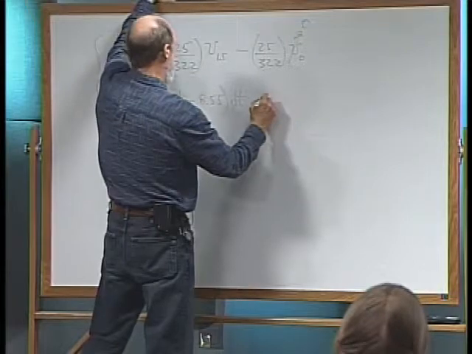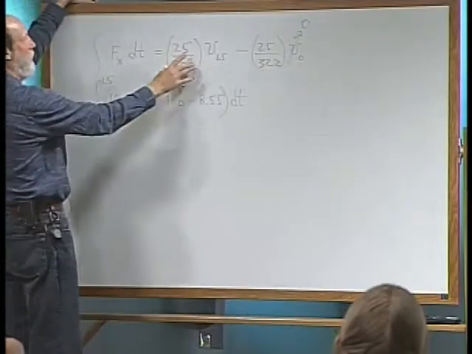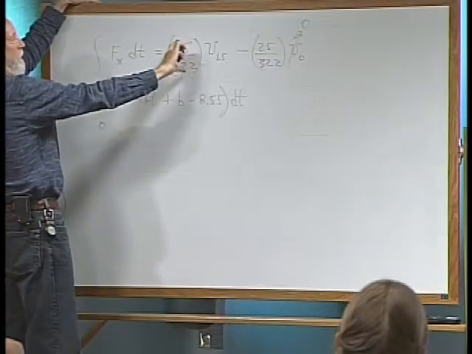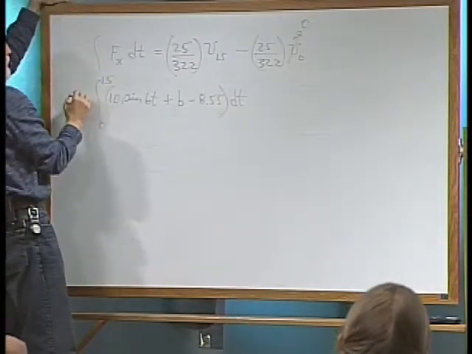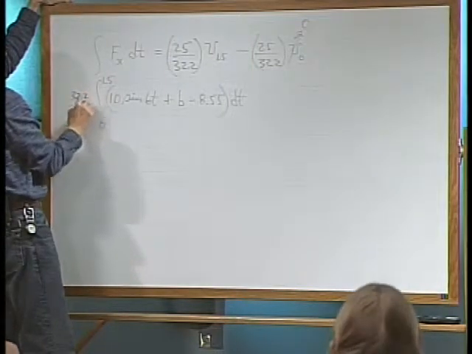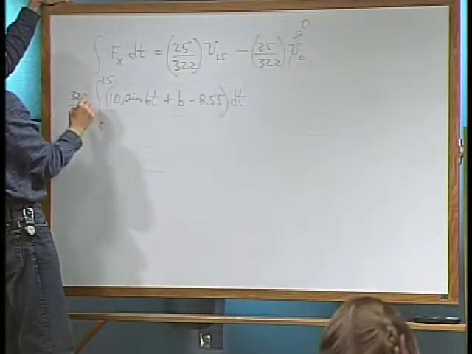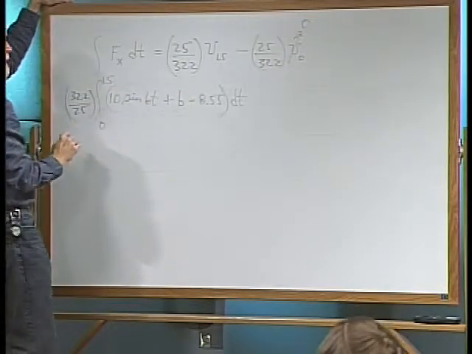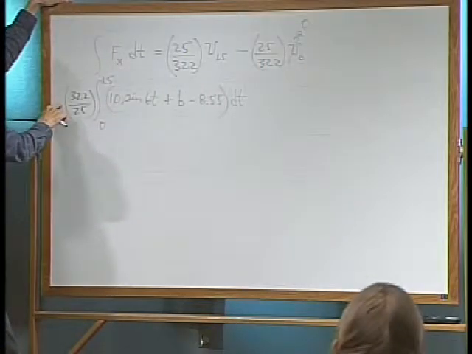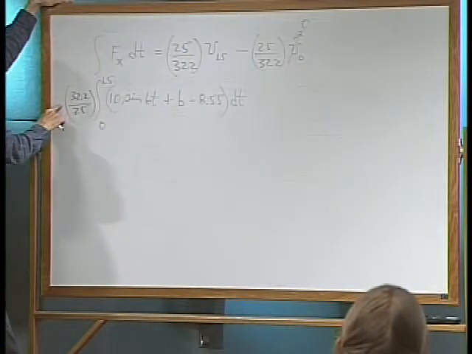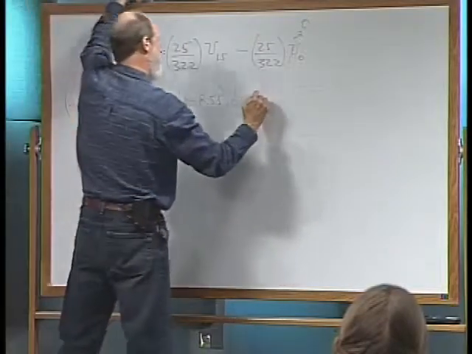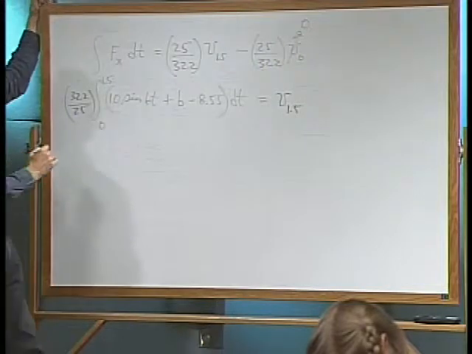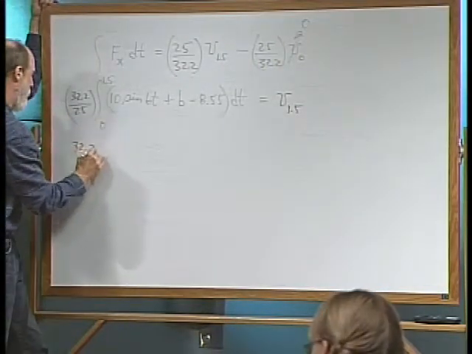And so then this integral, look what we can do since we zero out the initial momentum. We can just kick the reciprocal of this factor over to the other side, and we'll have 32.2 divided by 25, and this result here should be our velocity at 1.5 seconds. Okay, so let's carry that out.